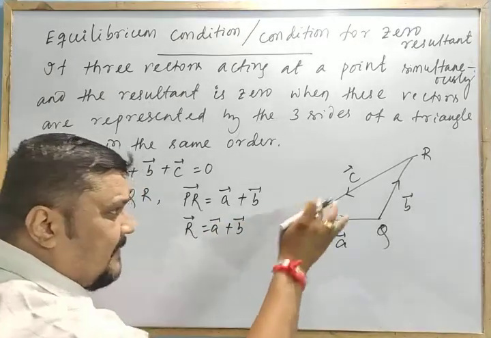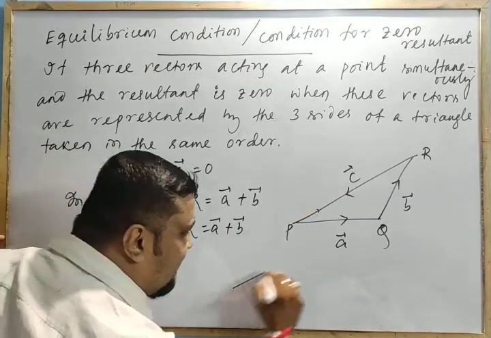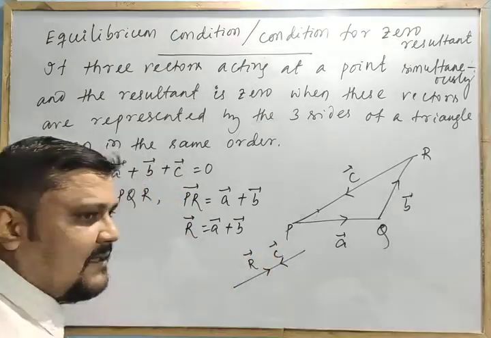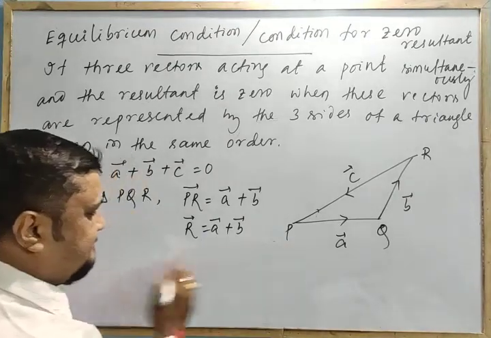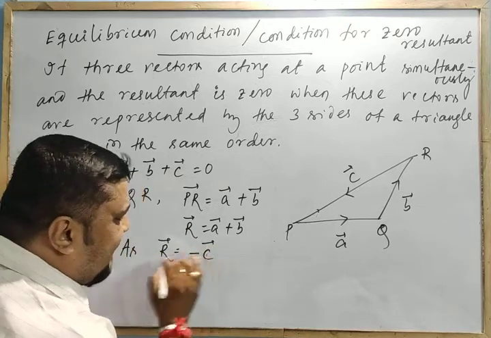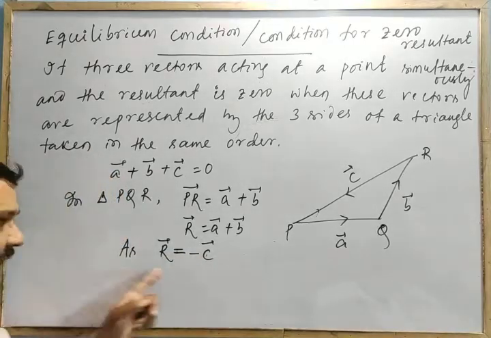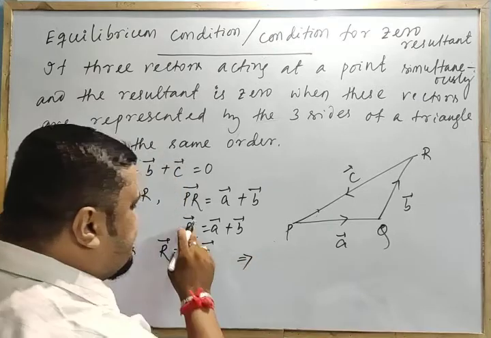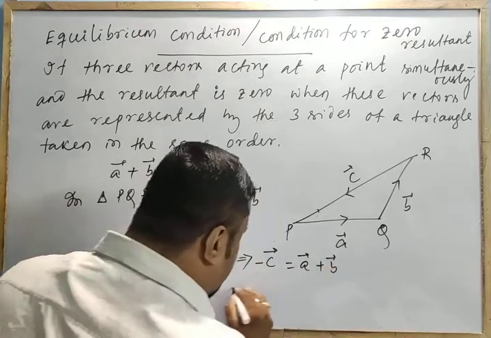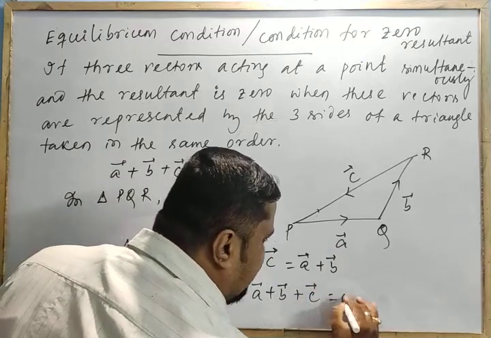But here, if you see, what are R and C? This should be your R, but you have shown C here. So what will I say? It is a negative vector: R is equal to minus C. A negative vector has the same magnitude and opposite direction. As R is equal to minus C, put this R equal to minus C. Minus C is equal to A + B. So this implies A + B, taking this vector to this side, plus C is equal to 0.